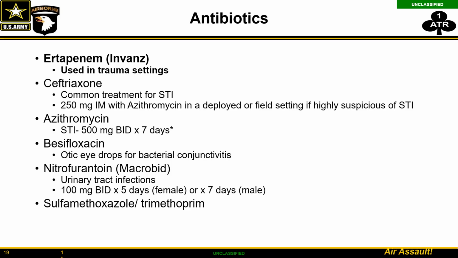And then there's nitrofurantoin, more commonly known as Macrobid, because nitrofurantoin is hard to say. Macrobid is used for UTIs, 100 milligrams, for 5 days or 7 days if you're female versus male. Urinary tract infections, especially in our females, that's something that we have a very low threshold to treat. Say if we're in the field, if they have the symptoms, then I'm going to treat the symptoms. And so this is something I've given quite a few times while I'm in a field or deployed setting.